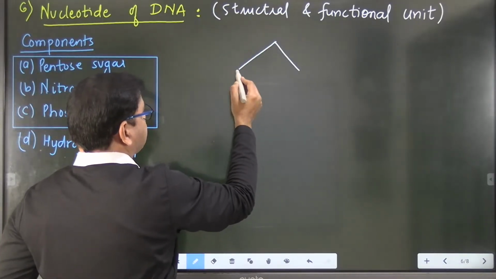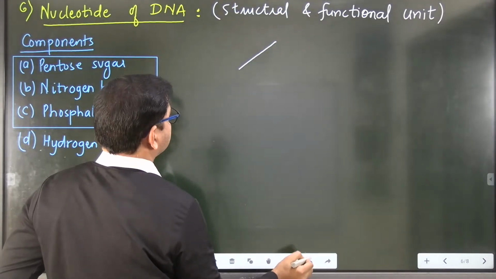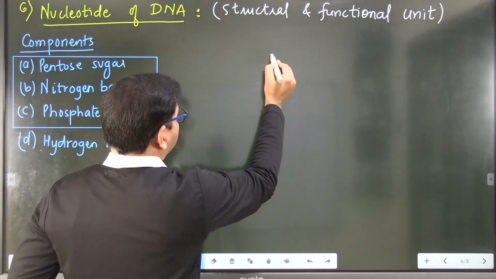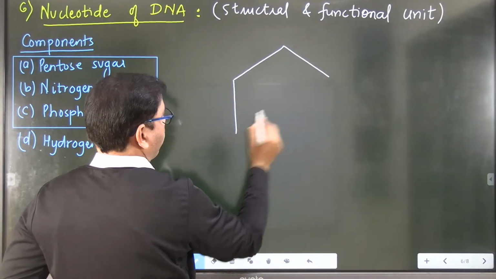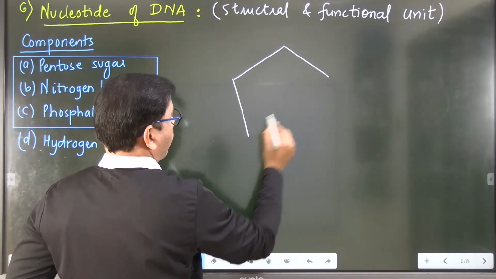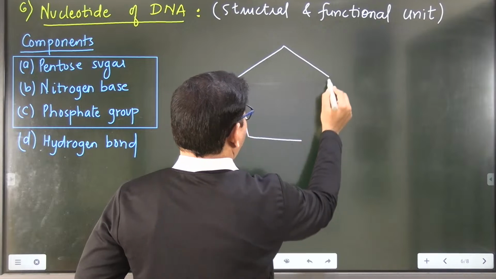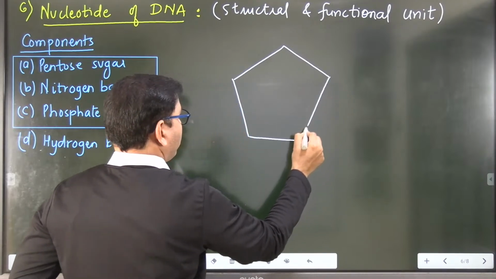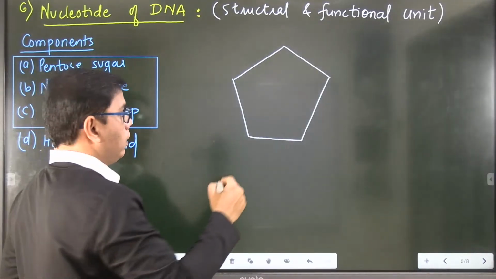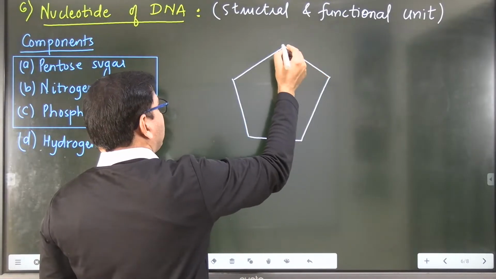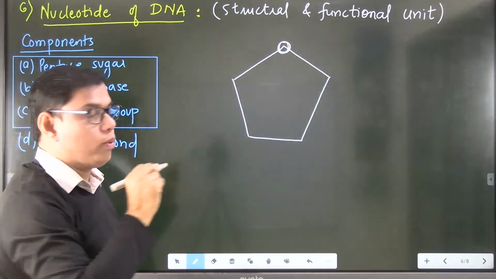a figure with 5 sides. Okay, pentose sugar. Let's make it a bit bigger so that we can label it properly. Pentagon. Okay, a 5-sided figure is a pentagon. Draw a pentagon. Now listen carefully. Now this part is very important. Listen carefully. Now we know about carbon bonding. Oxygen is over here, so write O.